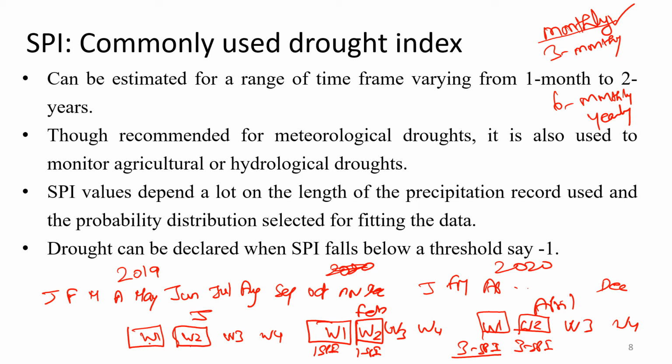And drought can be declared when SPI falls below a threshold, say -1, or some may say when it falls below 0, declare drought, and so on. So SPI is a really useful and most commonly used drought indicator, and I strongly recommend you study more about SPI.